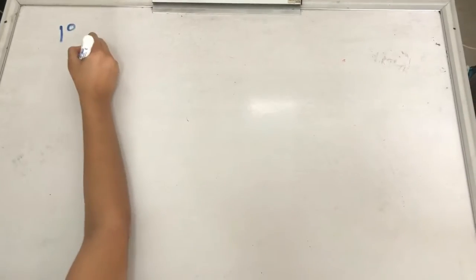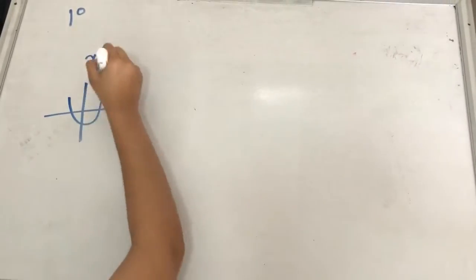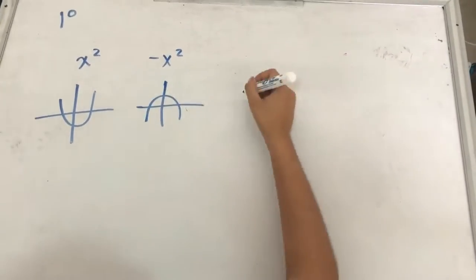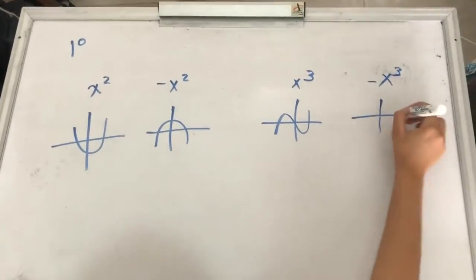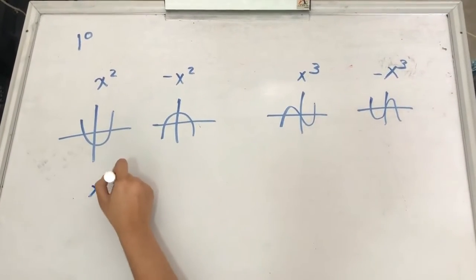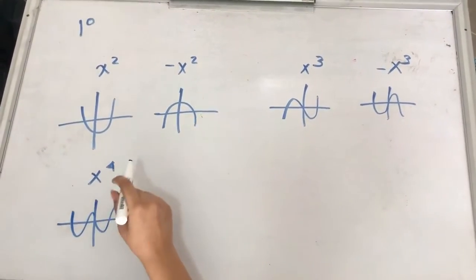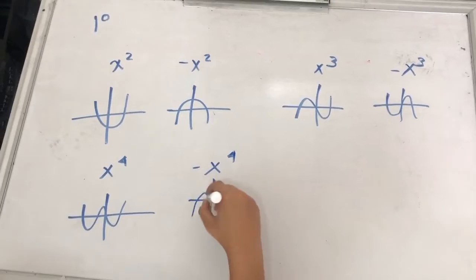First of all, we need to understand there are different types of functions, like x squared, x cubed, and x to the 4th power, where they have different concavities, and these concavities and the form of it can explain whether they are positive or negative.